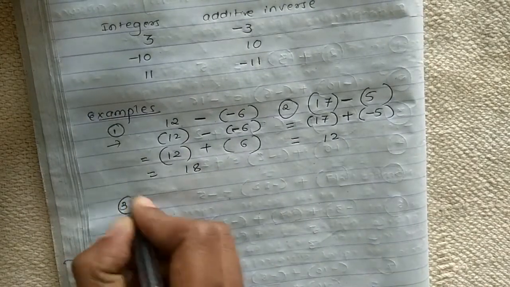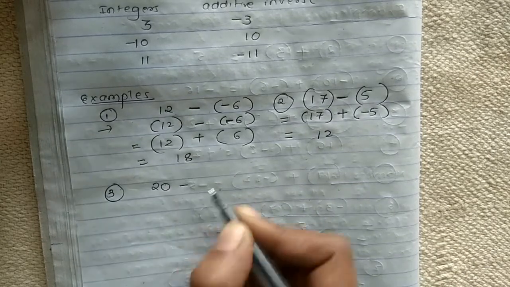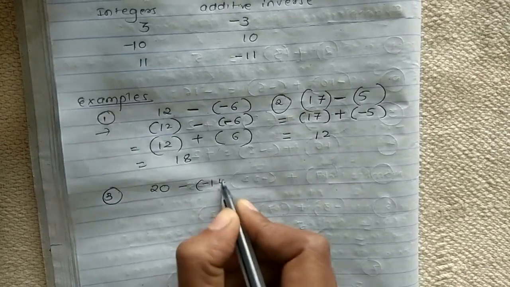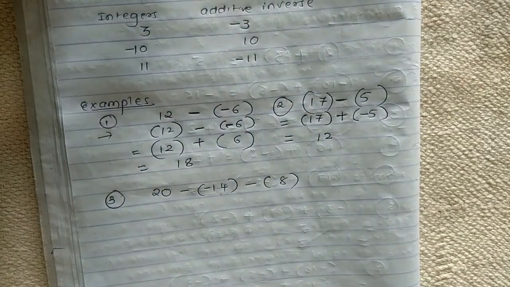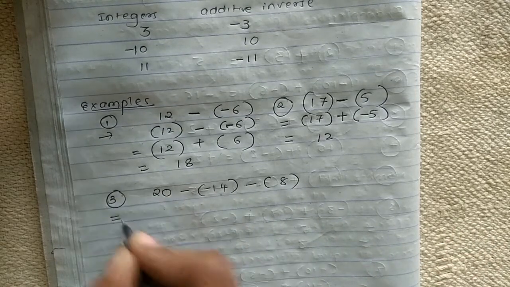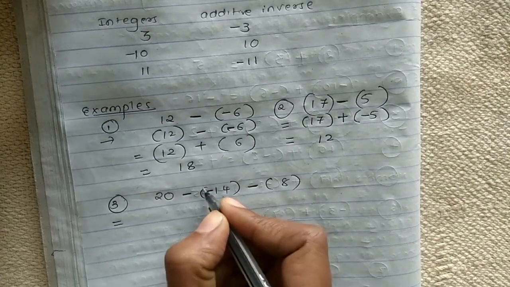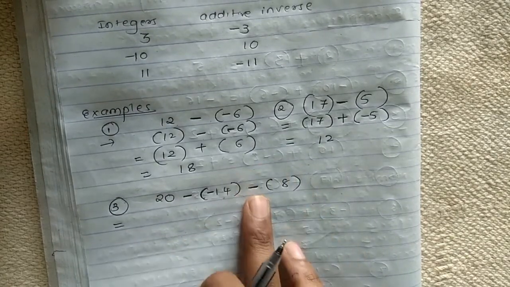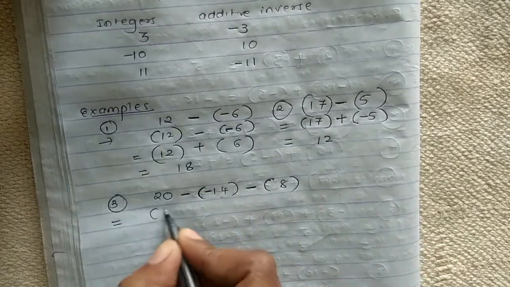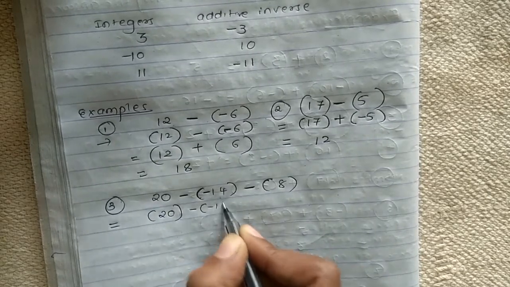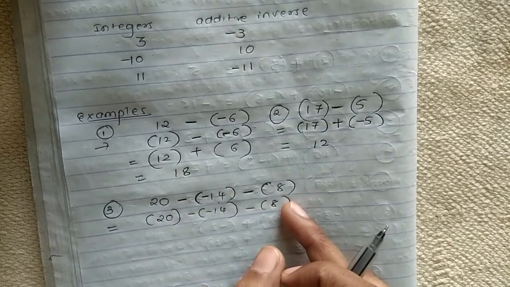We'll take two more examples. Let us take 20 minus 14 minus 8. Here I have 3 integers and we are subtracting them. If an extra minus is given, that will be the sign of that integer. But here only one minus is given. This is the sign of subtraction and the integer has the positive sign. So we'll keep all the integers inside brackets to avoid confusion. Now we will operate on these two first, then subtract the third one.